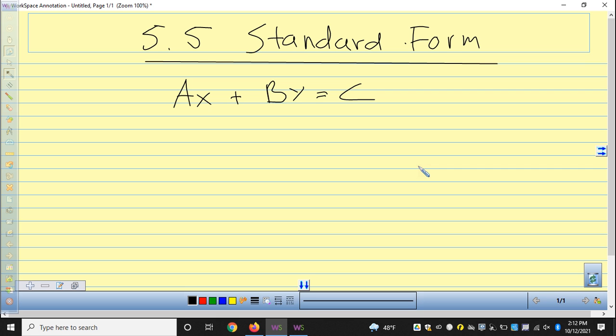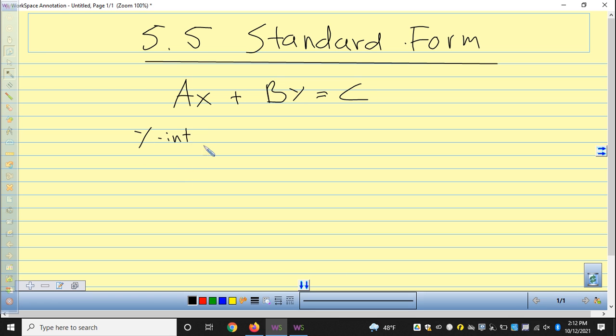It's different than slope-intercept because we can't tell what the slope is. We can't tell what the y-intercept is right away. We'll be able to tell after we do something. We don't know a point that the line goes through, so unlike point-slope form, we can't pick out a point that's on the line. We can't pick out the slope easily. Standard form is a little different. Well, what's useful about standard form is we can find the intercepts of the line.